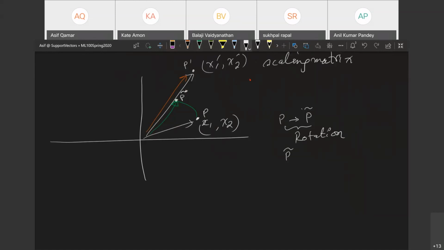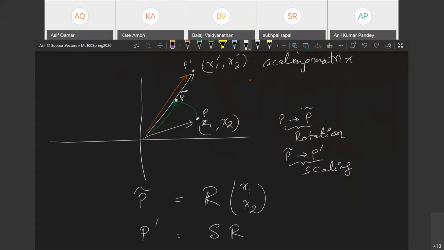And from P tilde to P prime is a scaling. Does this make sense, guys? So every movement of a point to any other point can be thought of as a rotation and a scaling. Are we together? So what you can do is you can apply to x1, x2 first the rotation matrix, and this will give you the P tilde. And then you can get the P prime by applying the scaling on P tilde.